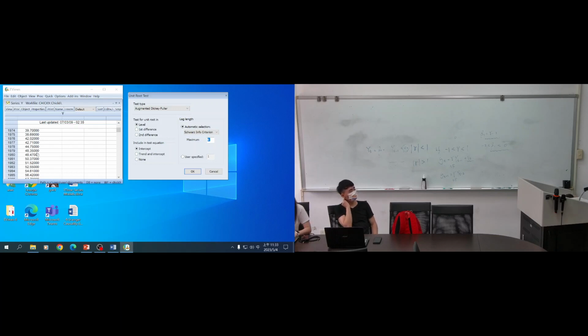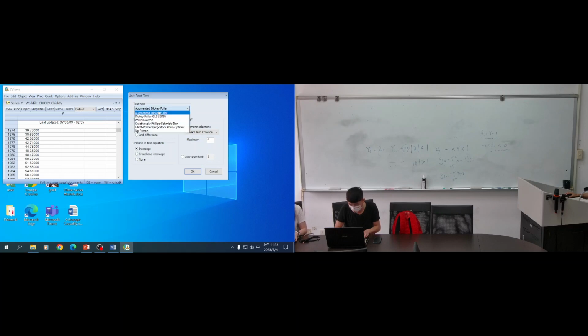Usually, if it is seasonal data, since we have 4 seasons, I'll choose 4. Since this is annual data, maybe 1 or 2, or less than 4, will be okay. So just try it. Maybe I just put 4. Then I can hit OK, and this is the augmented Dickey-Fuller.